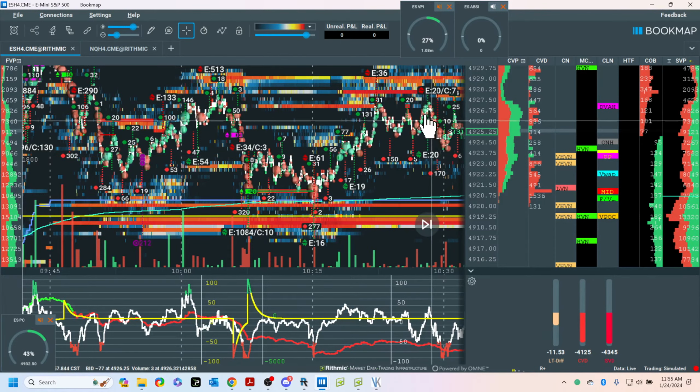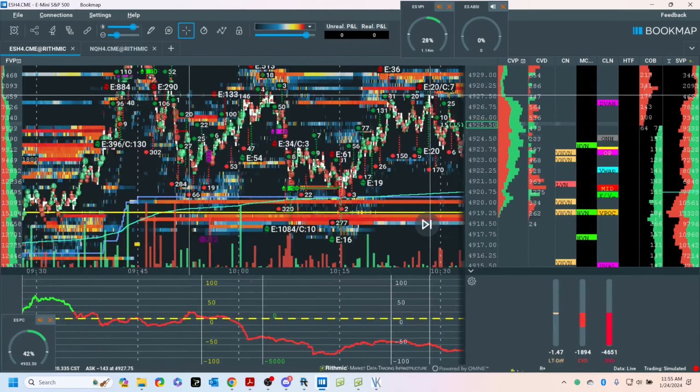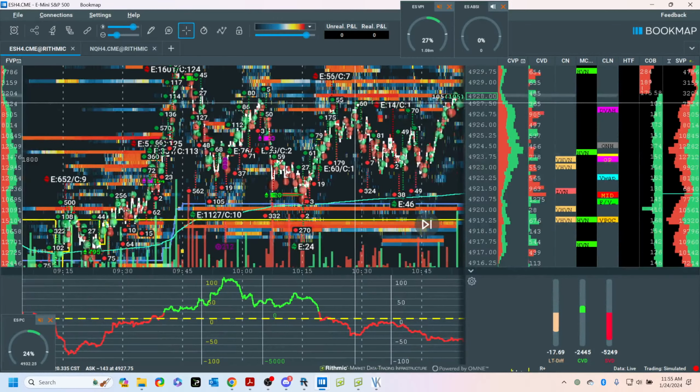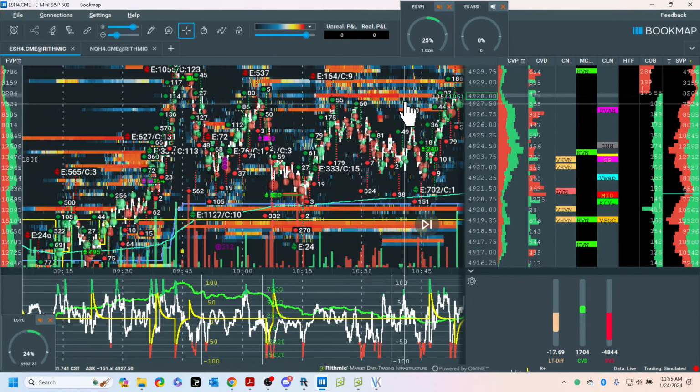Potential short back to here. Stop goes here. It's all up to you. Not a trade recommendation. Anything could happen. You could take it out. So, subject to your plan.